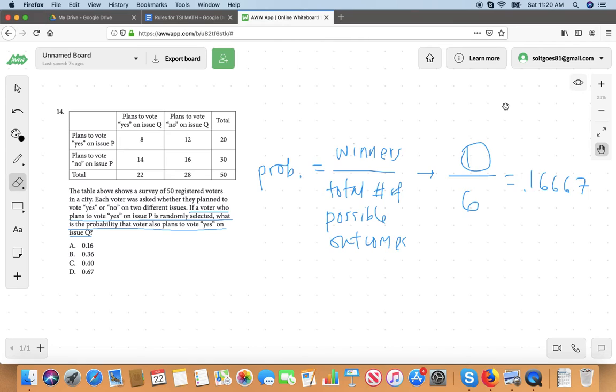Let's go back to the 6-sided die example. What if I said, what's the probability of rolling a 2 or a 3 on a 6-sided die? Well, the total possible number of outcomes on a 6-sided die is still 6, so that stays the same. I don't change that. But now, how many 2s or 3s are there on a 6-sided die? There's one 2, and there's one 3. So I've got 2 possible winning outcomes out of 6.